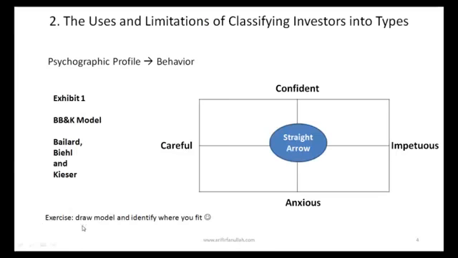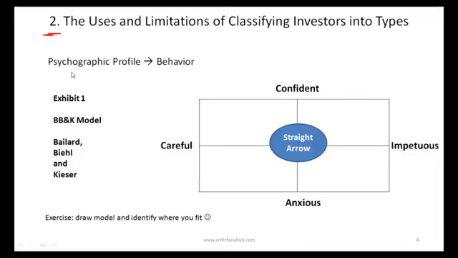All right, so let's now get into section 2, the uses and limitations of classifying investors into types. The way we are going to do this is follow the sequence in the curriculum. We are first going to understand how we create different investor types, and then there'll be a segment at the end which deals with the challenges or limitations of doing so.